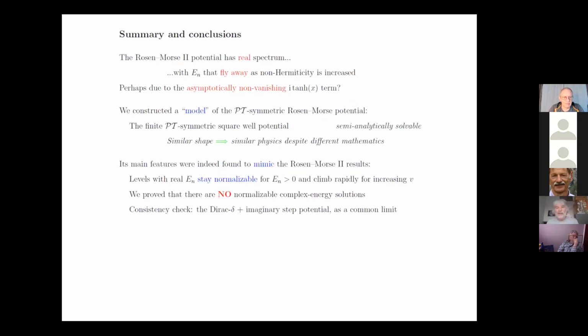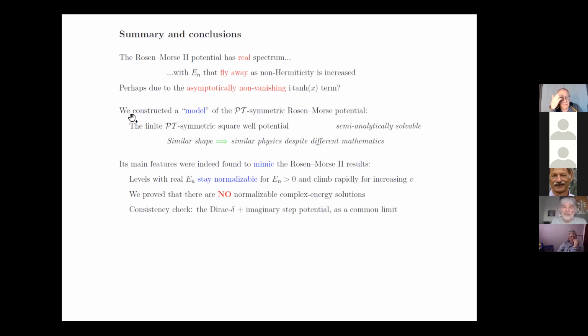Okay, so I think I more or less conclude my talk. It was not a very long one. As I said, the Rosen-Morse potential had a real spectrum with energies which explode or fly away as non-hermiticity is increased. And one suspects that this may be due to the non-vanishing potential term, which is finite in the asymptotic limit.